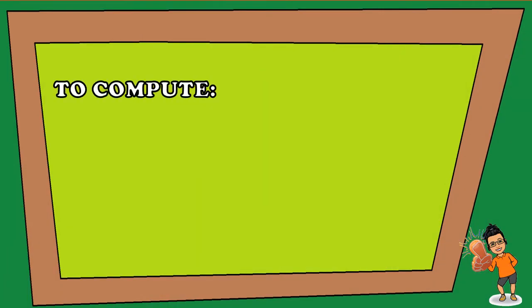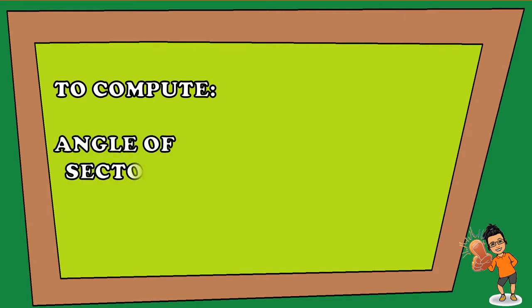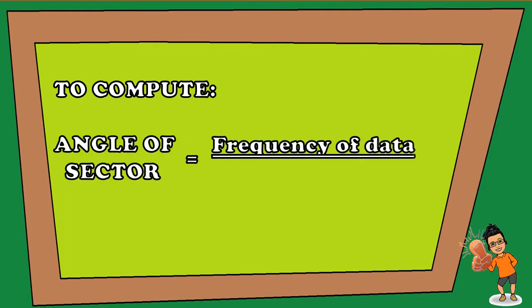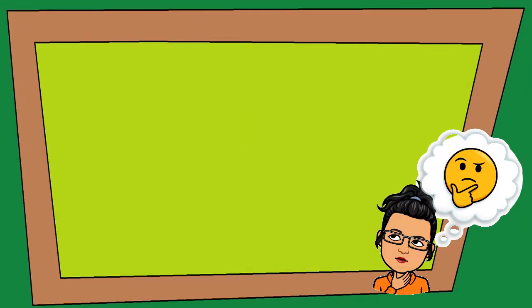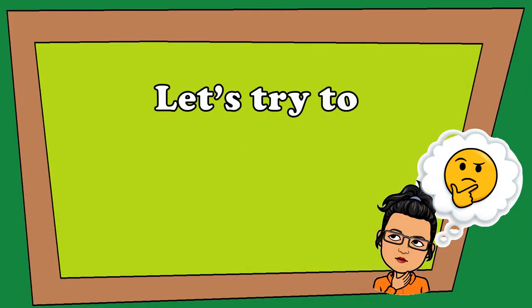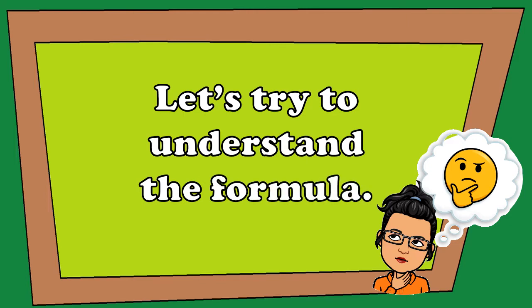To compute the measurement of that angle of sector, we just have to divide the frequency of data by the total frequency, and then multiply it by 360 degrees. Again, to get the angle of sector, just divide the frequency of data by the total frequency and then multiply it by 360 degrees. Let's try to understand the formula.